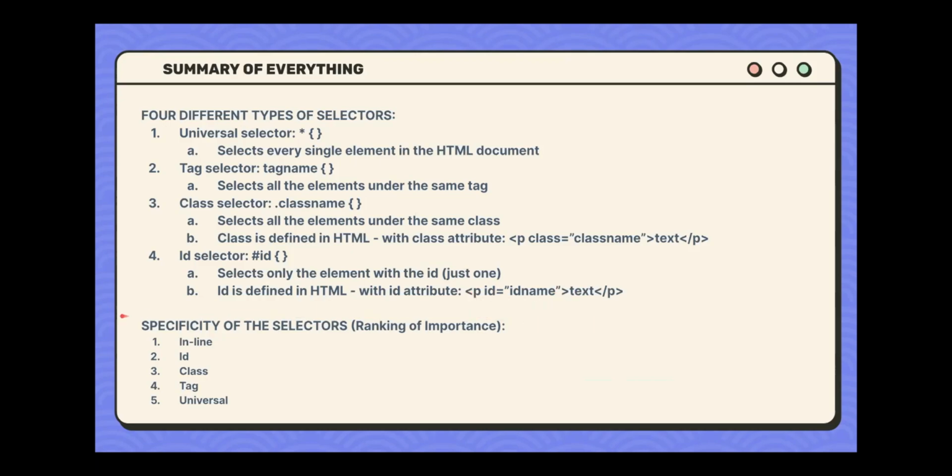And yeah, the specificity of the selectors basically means, if we do all of these, what's going to be the number one priority for CSS? And it's inline, ID, class, tag, universal. So even if you specify the color in universal to be blue, if you specify in the ID selector that it's going to be red, it's going to be red instead.